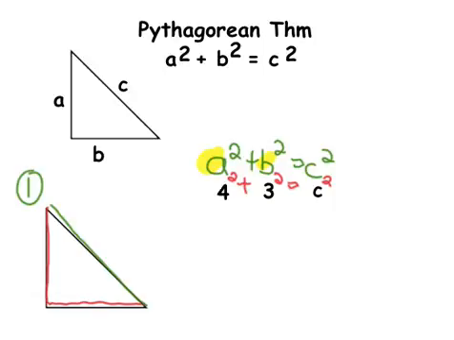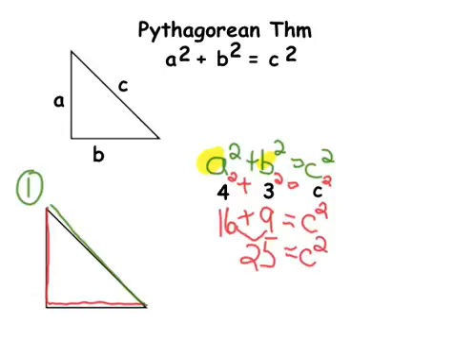Now I can solve. 4 squared means 4 times 4, which is 16. Bring down your plus sign. 3 squared, which means 3 times 3, is 9. And that equals c squared. I'm keeping the c squared, so I'll be looking for that. Now I'm going to solve these. So 16 plus 9 is 25. I'm going to bring the equal sign down and my c squared down.